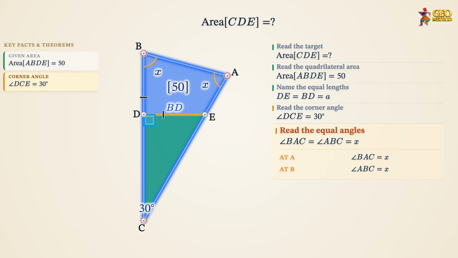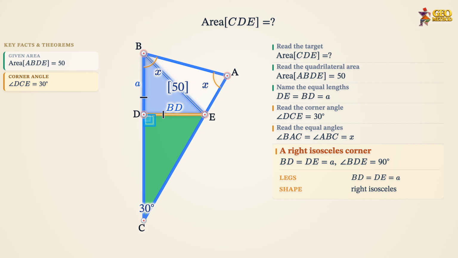The two angles marked X belong to the large triangle ABC, angle BAC at A and angle ABC at B. They are equal givens from the original problem. We will calculate their value only after the setup is complete. So triangle BDE has two equal legs, segment BD and segment DE, each of length A meeting at a right angle. Recognizing it as a right isosceles triangle makes its area easy to write down next.